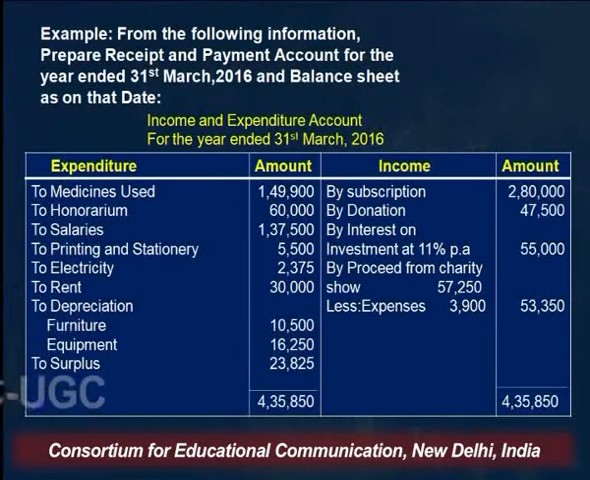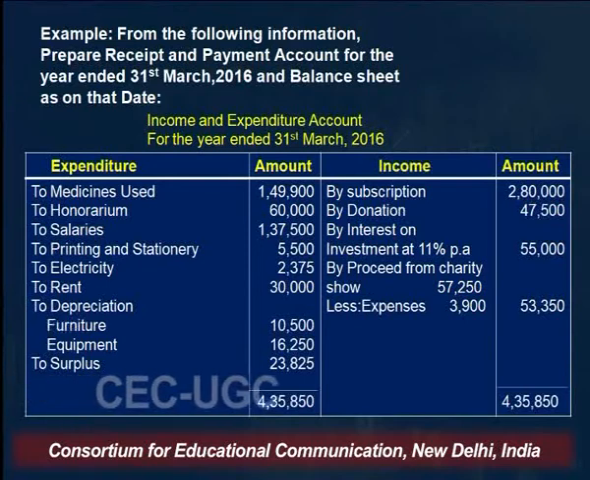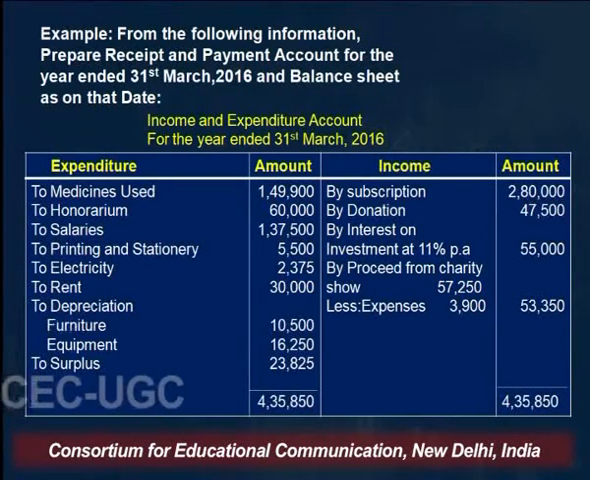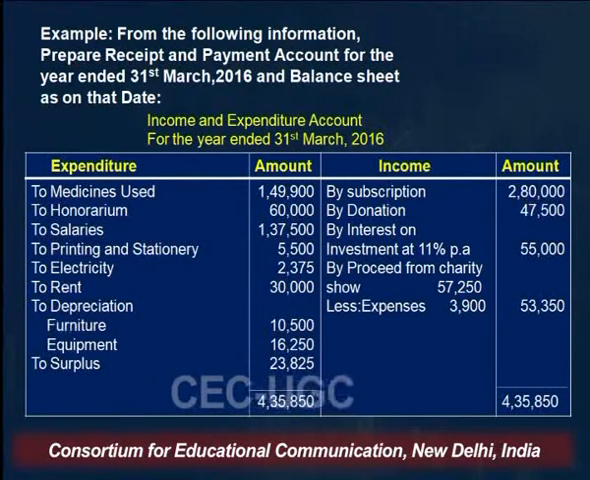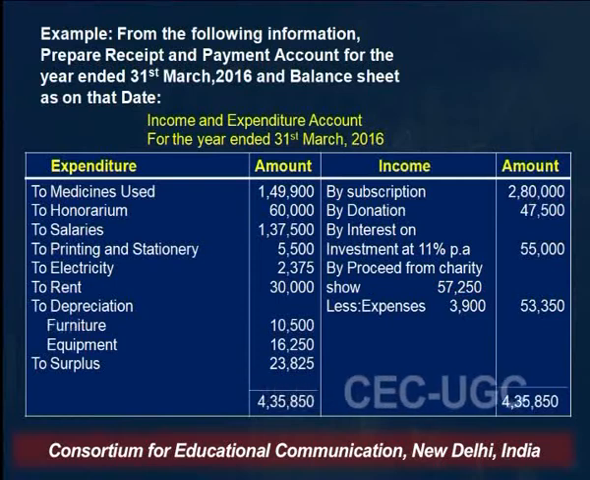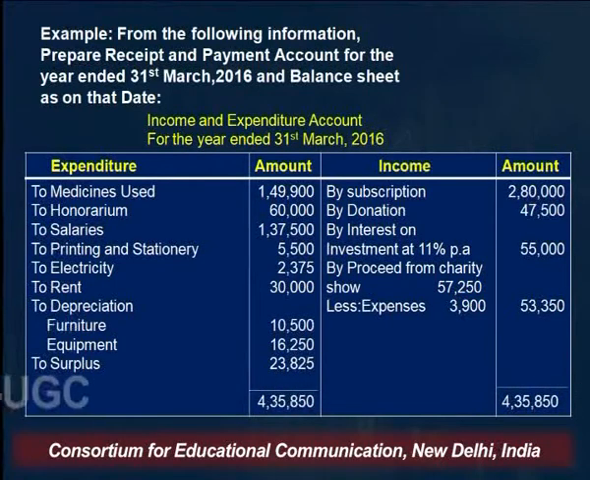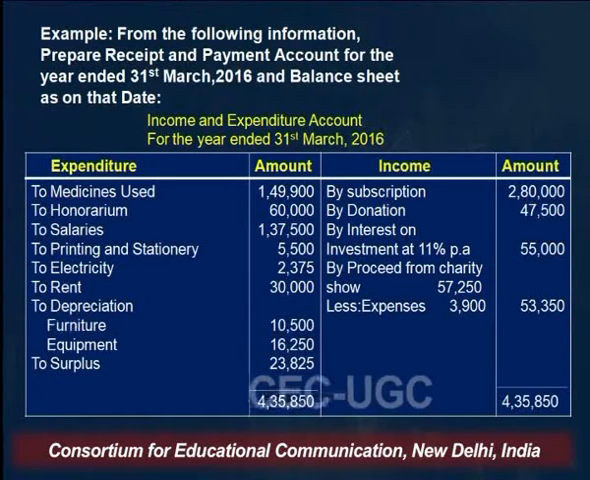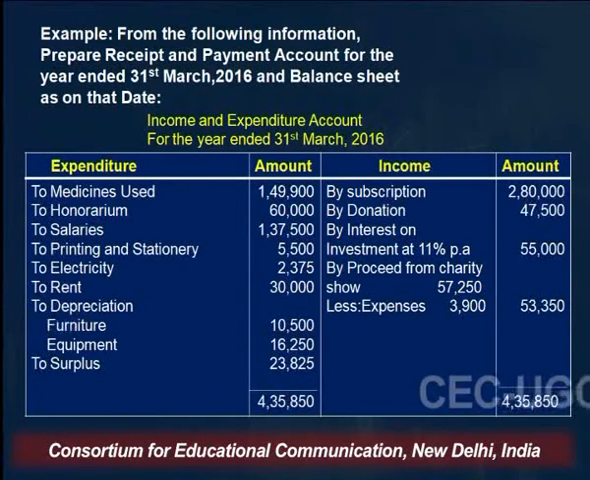Let's understand this entire process, how to prepare the receipt and payment account when the income and expenditure account along with the additional information is given in the question. Let's understand this with the help of this example. In this example, the income and expenditure account is given, and on the expenditure side, all the items are given like medicines used, honorarium, salaries, printing and stationery, electricity, rent.